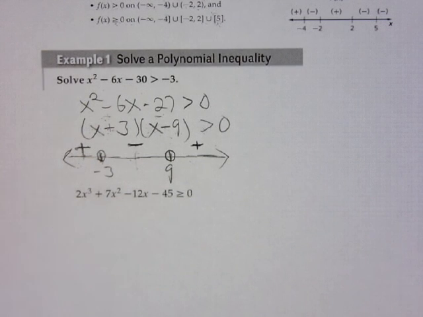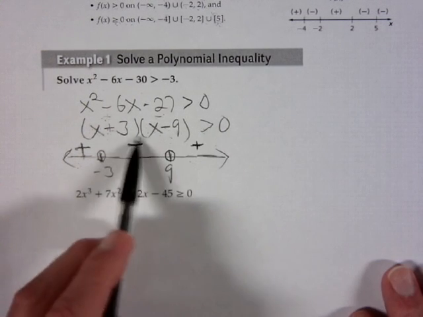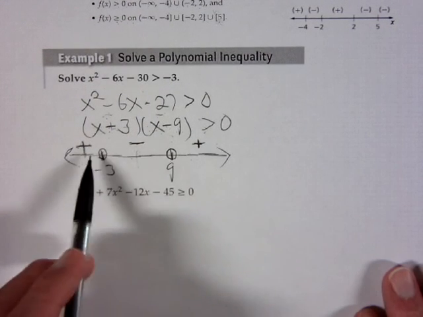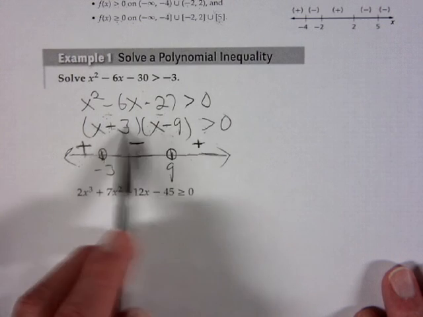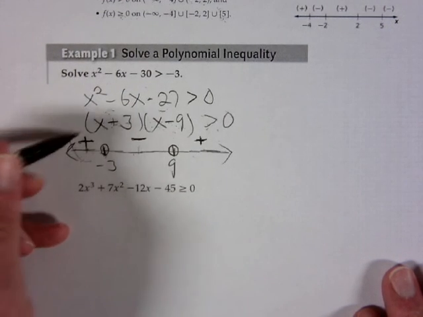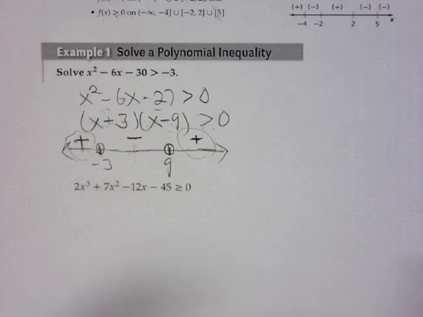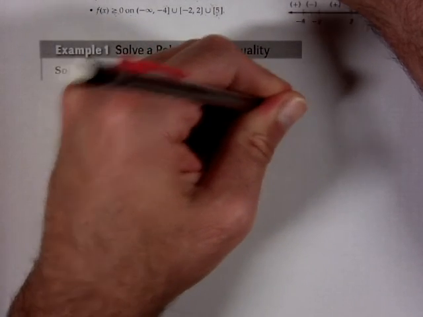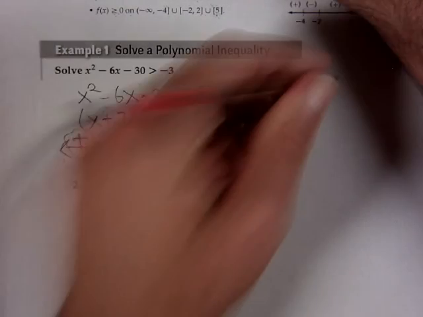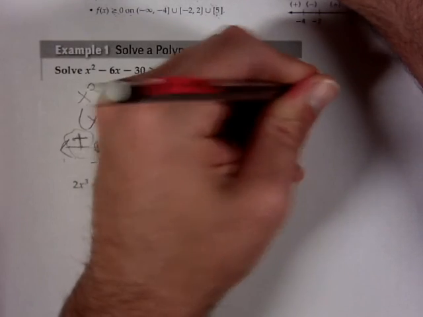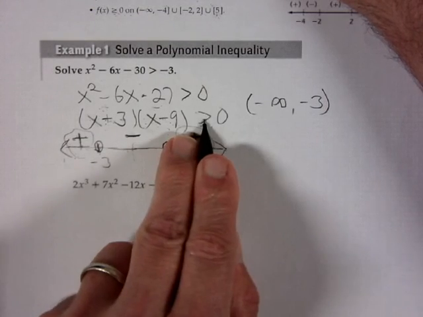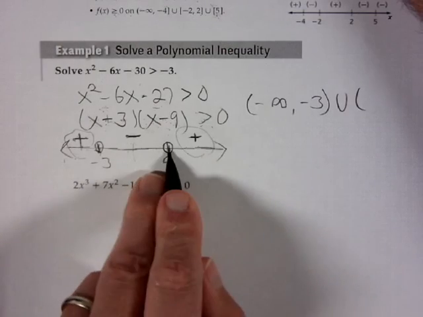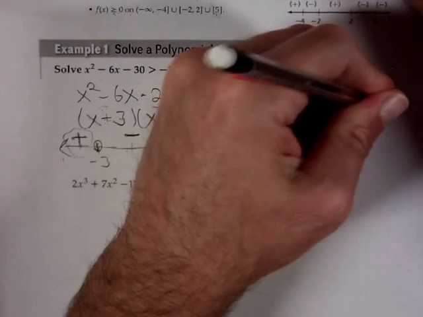Now, let's see if we can use that to answer the inequality. I need this product to be greater than 0. So what intervals would cause this product to be greater than 0? It'd be anything here and anything here. Well, what's this interval? This is anything I plug in from negative infinity to negative 3. Remember, we need a parentheses because it can't be equal to 0, strictly greater than. And I need to union that with anything from 9 to positive infinity. Okay?